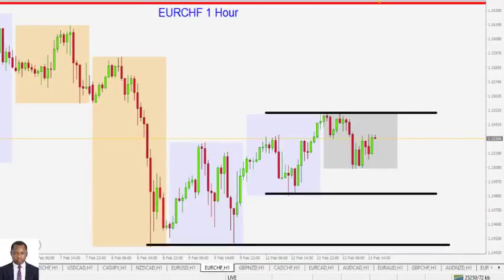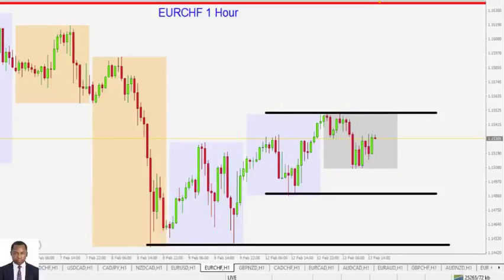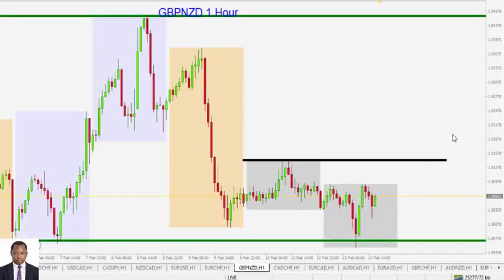Euro against the Swiss franc, another quiet one. See what has been going on for the past 3 days. Sideways price bias. Nothing is going on here. Please avoid the temptation of clicking on your sell or buy button.